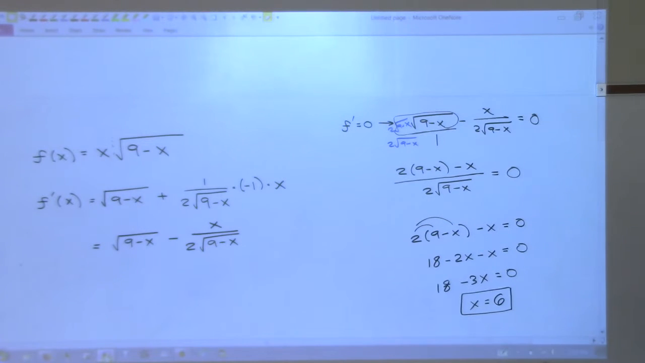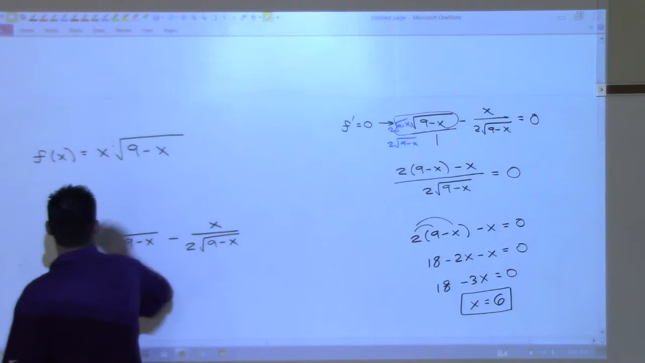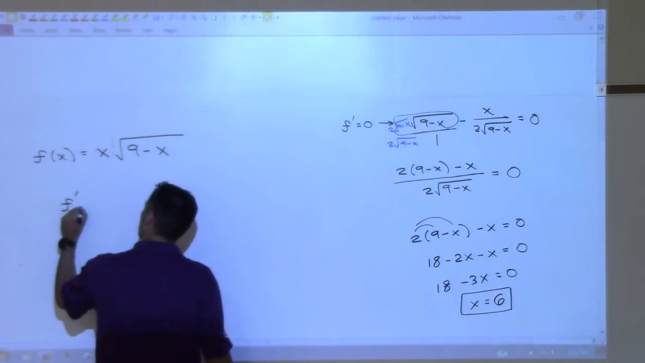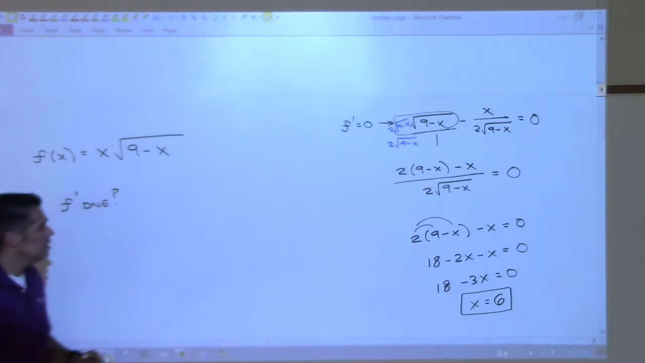Because for the denominator, if you go 9 minus positive 9, you get the square root of 0, and then 2 times 0. Where does this not exist? That's what we're asking ourselves, right?